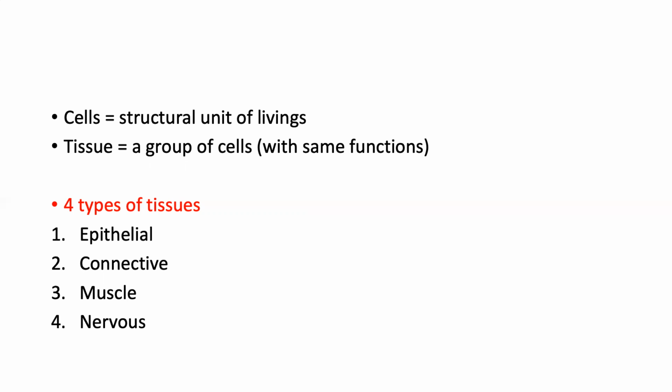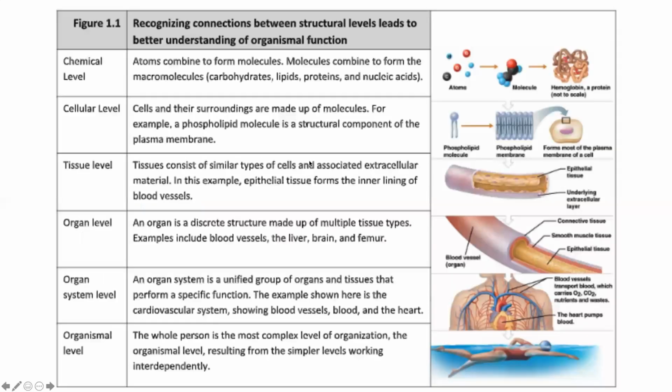There are 4 types of tissues in our body, which are epithelial, connective, muscle, and nervous tissue. But essentially, a human being is made of multiple cells. And finally, from the cellular level we get the tissue level, from tissue level to organ level, from organ level to system level, and finally we become a human being, a person. Thank you. That's the end of the lecture.